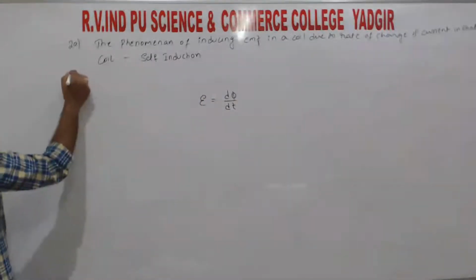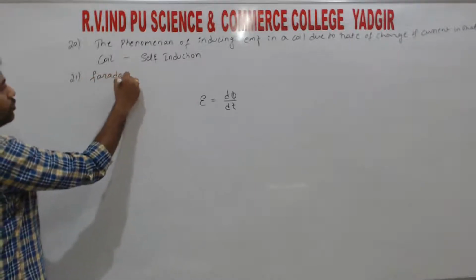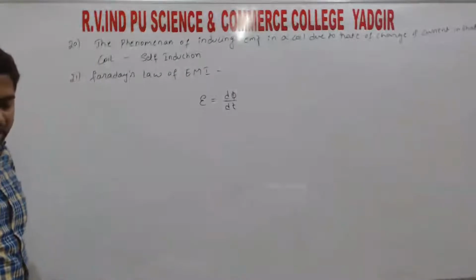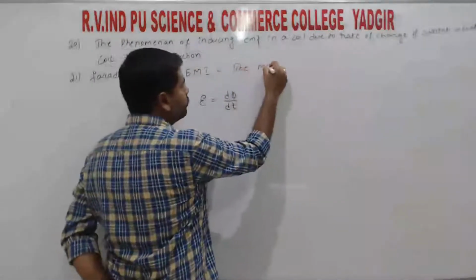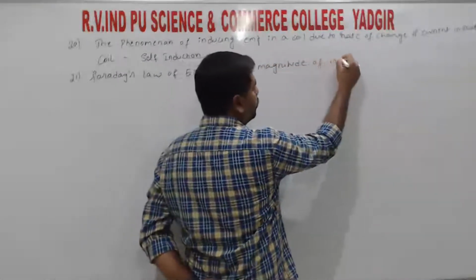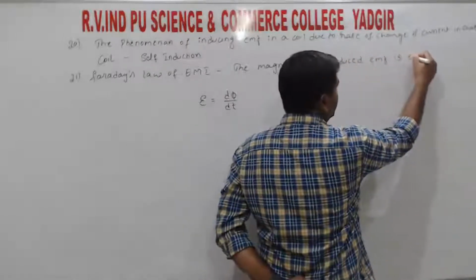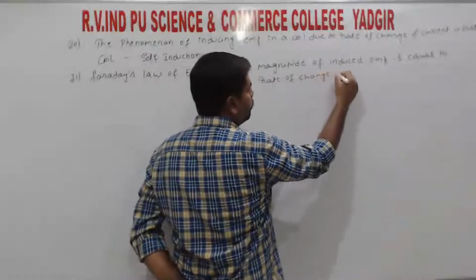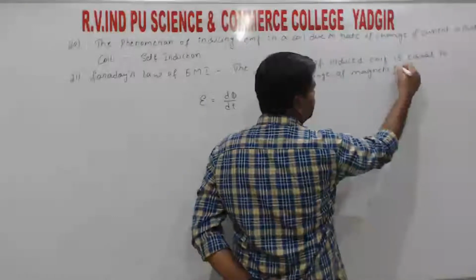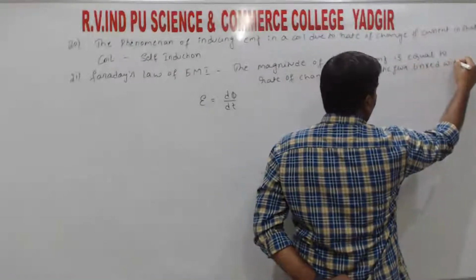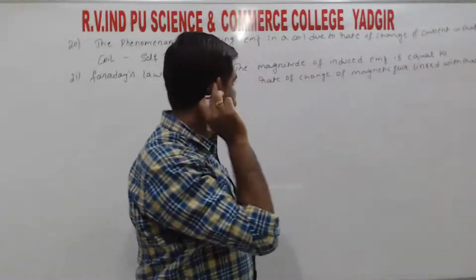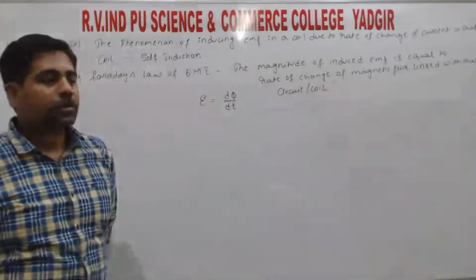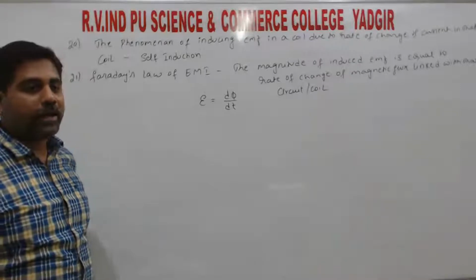Faraday's law of electromagnetic induction. So electromagnetic induction is EMI, right? The magnitude of induced EMF is equal to the rate of change of magnetic flux linked with the circuit or coil, right?